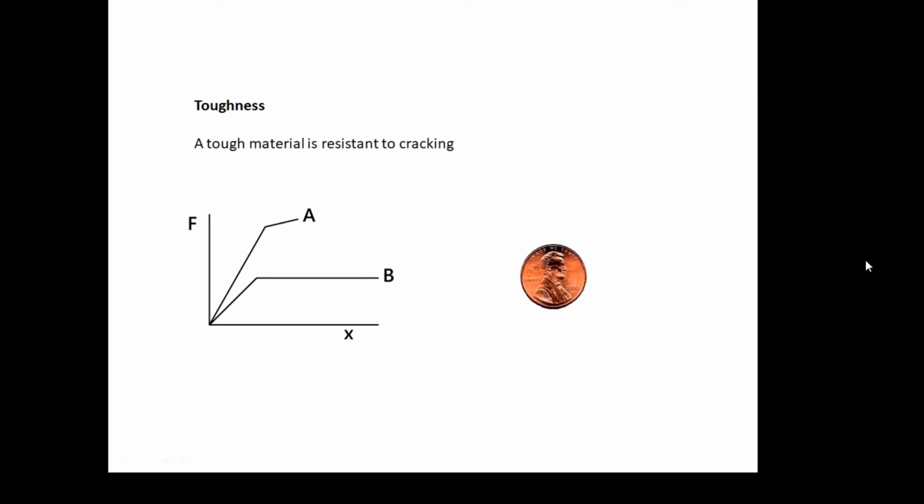Toughness. A tough material is resistant to cracking. A typically tough material is rubber or copper or gold or leather, and it makes you look tough as well. Looking at this force extension graph, for reasons we'll get into later when we talk about energy, B is tougher than A. A is stronger, but B is tougher.